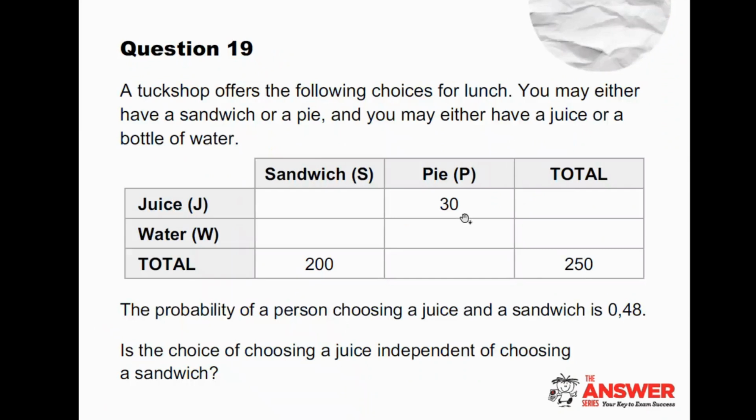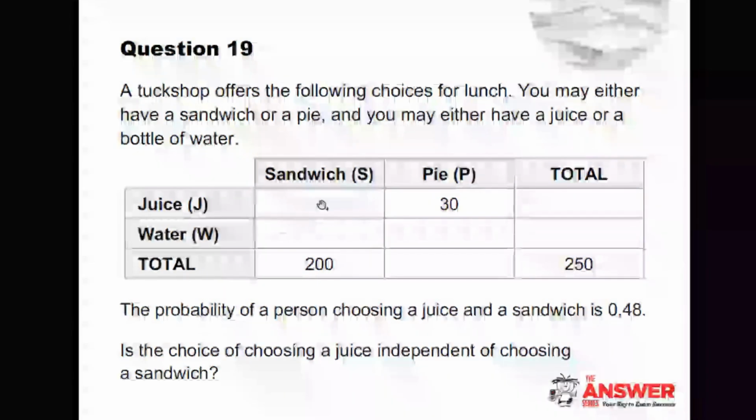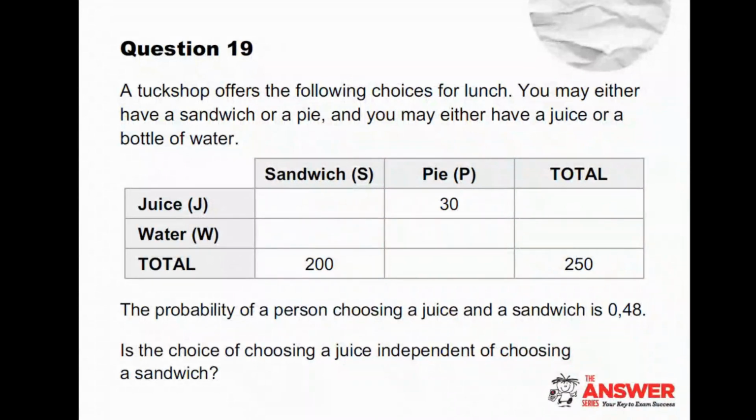Okay, question number 19. A tuck shop offers the following choices for lunch. You may either have a sandwich or a pie, and you may either have a juice or a bottle of water. The probability of a person choosing a juice and a sandwich is 0.48. Is the choice of choosing a juice independent of choosing a sandwich? Now, this is not a logical one at all. It's not like tossing a coin and rolling a dice.